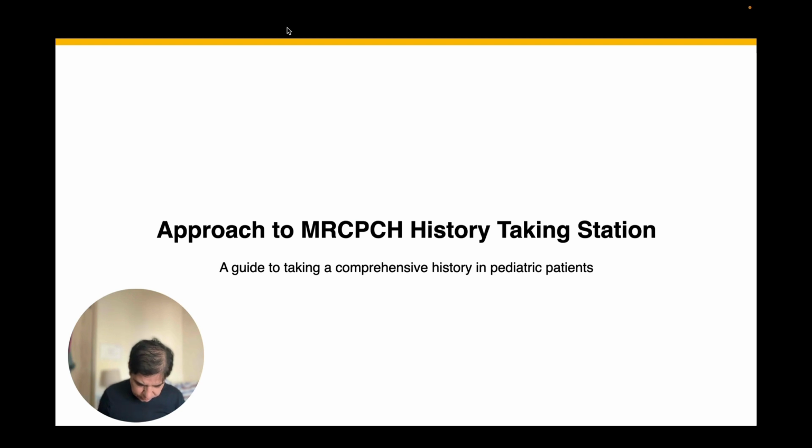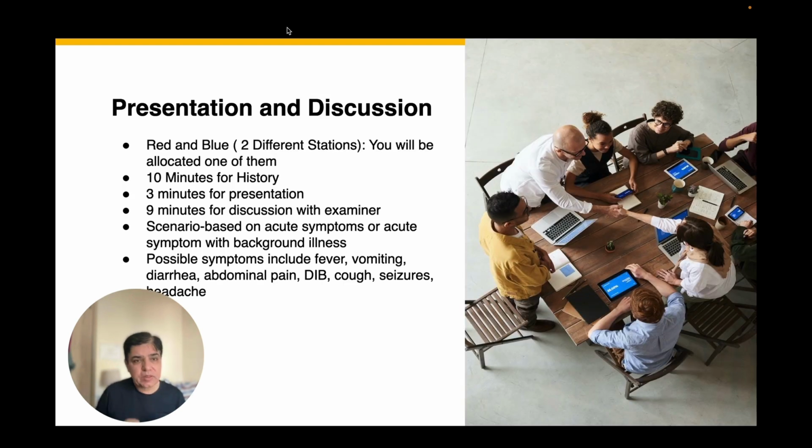The first thing that you need to know is that this station is a 22-minute station. In your exams, they call them circuits. Usually there's a morning circuit and an evening circuit. I think in every circuit there are 12 candidates. Usually there are two history stations, and each station is different. You don't have to appear in both, only in one, but they're usually coded as red and blue. So you would go into either the red history station or the blue history station, but they are different. You will be allocated just one of them.